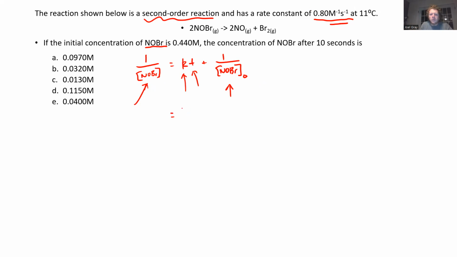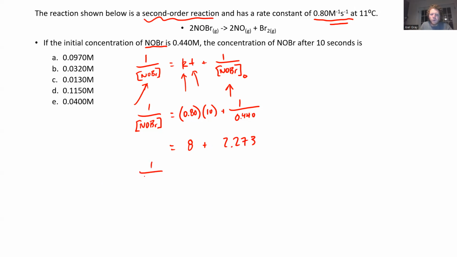So what I'm going to do is I'm going to say, well, my k value is 0.80. My time is 10 seconds. My initial concentration is 0.440, so I'm going to say 1 over 0.440. That is all equal to 1 over the concentration of NOBr, and that's the concentration at 10 seconds. So the first thing that I'm going to do is I'm going to say 0.80 times 10 is 8, plus 1 divided by 0.440 equals 2.273.